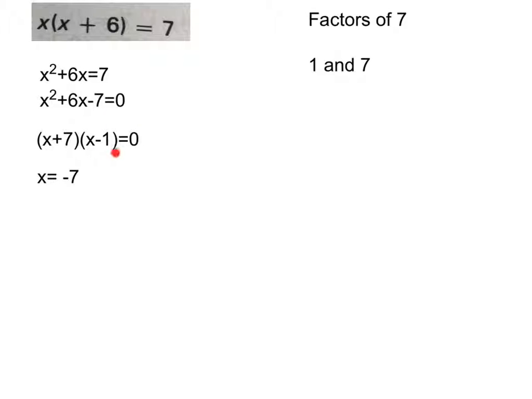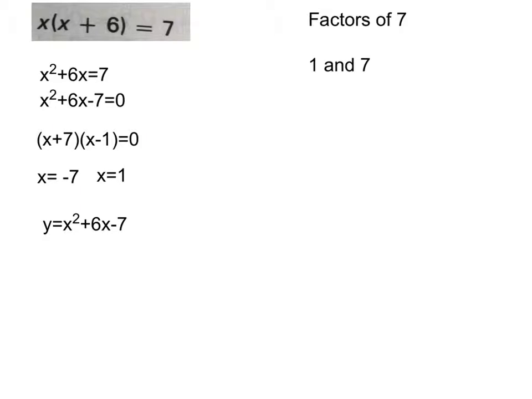Now if we look at our other bracket, if we want what's inside there to be equal to 0, x would have to be equal to 1. 1 take away 1 equal to 0. So our two possible values of x that would make that statement true are when x is equal to negative 7 and x is equal to 1.